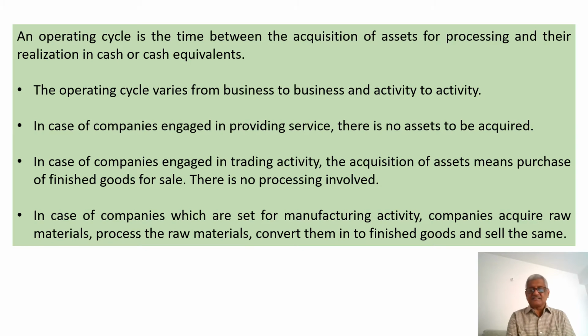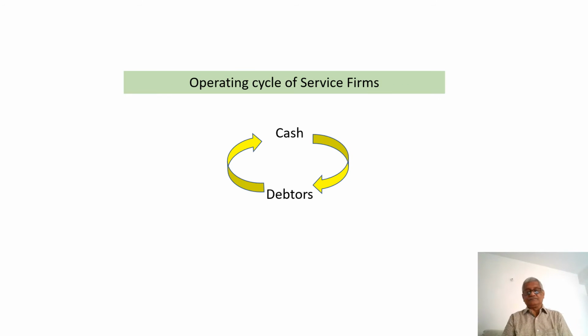Now let us understand further the operating cycle. Look at a case where a service provider has cash. With the cash he spends money on salary, etc., and some service is provided. Suppose the buyer of the service has not paid, it becomes a trade debtor. Only when the trade debtor makes payment do I get the cash. So here there is cash, there are no goods. Cash becomes a trade debtor. Trade debtor, when he pays, becomes cash.